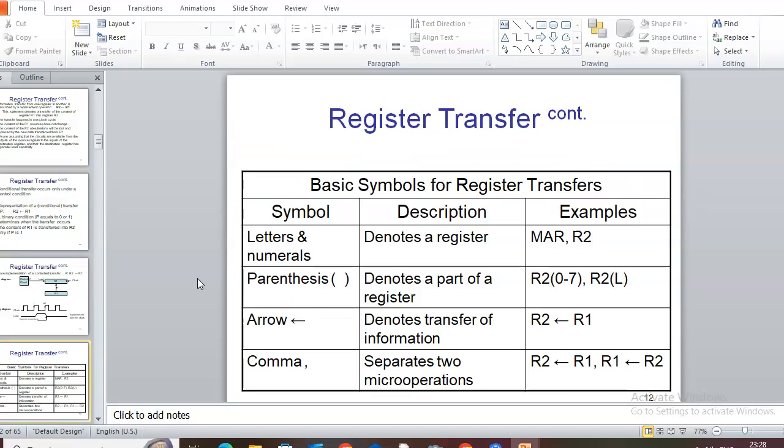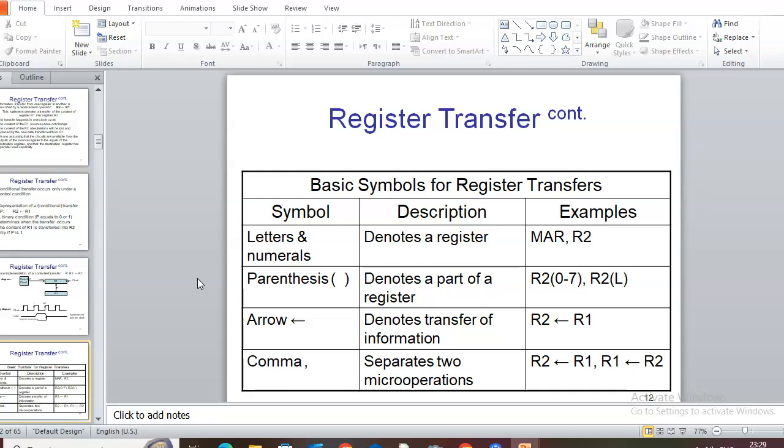And coming to the basic symbols for register transfer, letters and numerals represent the name of that particular register and the number of the register. Parentheses represent part of the register, that is the number of bits in the register. If it is an 8-bit register or a 15-bit register, it will be divided using parentheses, and the arrow mark represents the transfer of information from one to another.